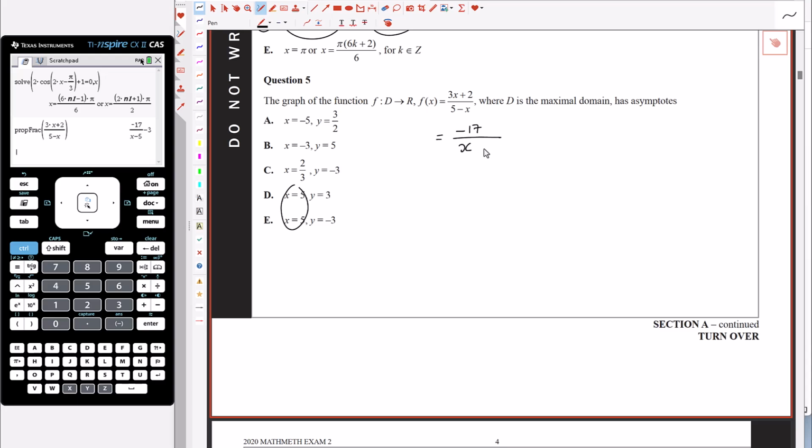So it's negative 17 on x minus 5 minus 3. And so here we can see right by 5 there's our asymptote at x equals 5, and down by 3, the horizontal asymptote is going to be at y equals negative 3. So it's going to be option E.